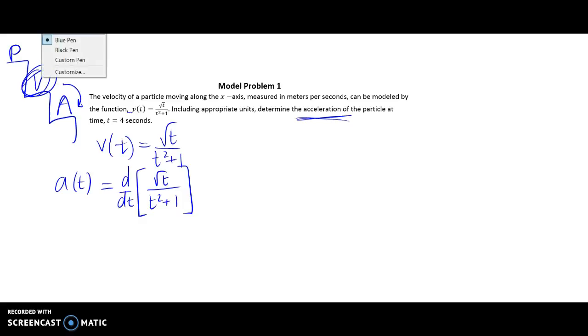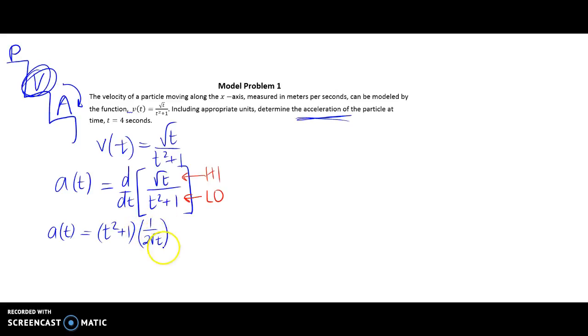Now when I look at that, I'm realizing, well, hey, I just learned this new quotient rule. It would help if I annotated the top as high and the bottom as low and use that new cool rule that we just saw about a second ago. So a of t equals the low function, t squared plus 1, times the derivative of the high function. This is one I just want you to memorize, remember, 1 over 2 square roots of t. Minus the high function times the derivative of the low, which is 2t, all over the low function squared.